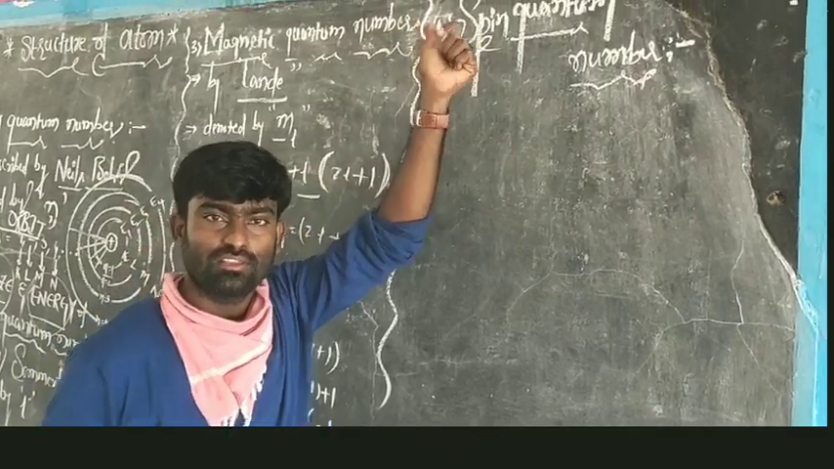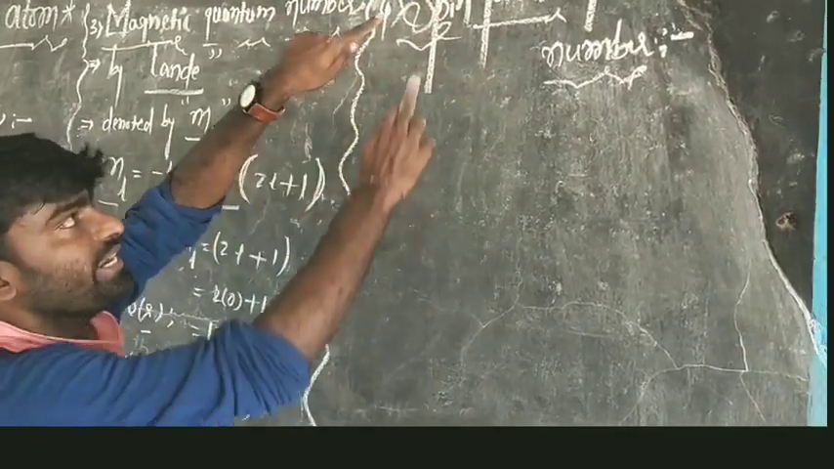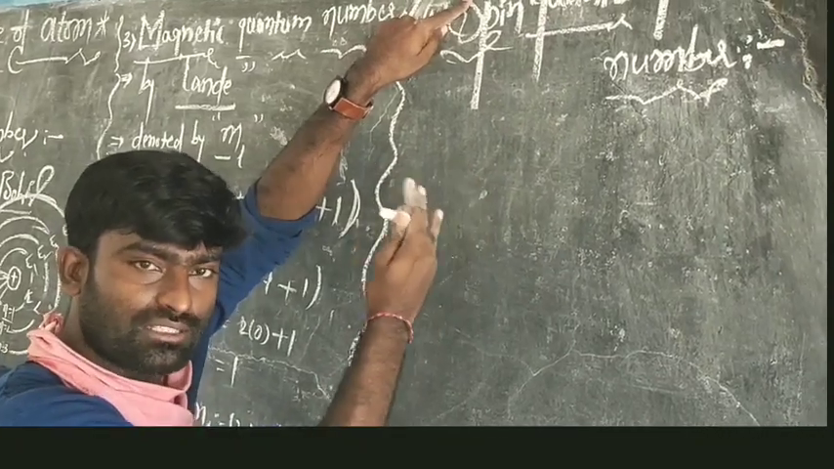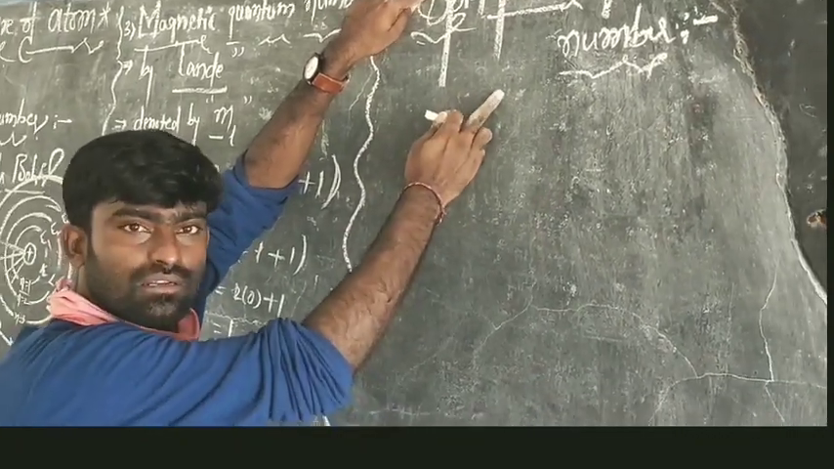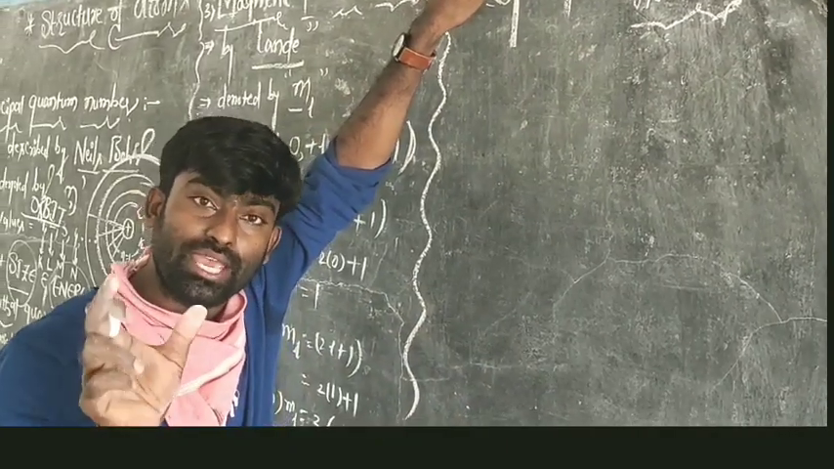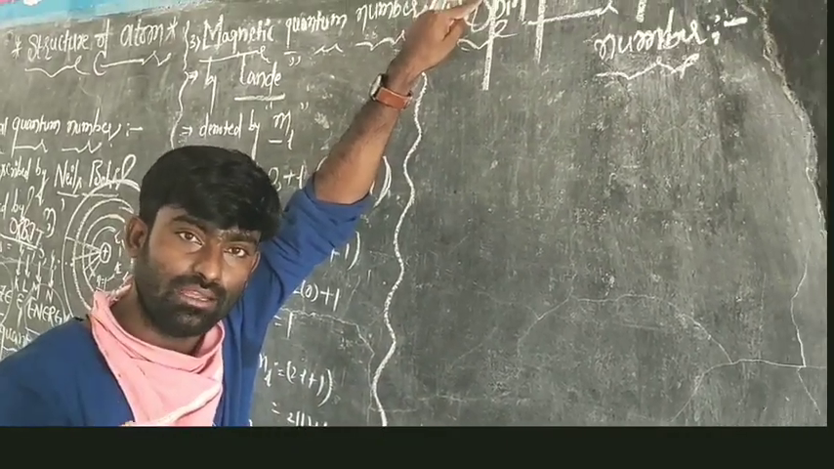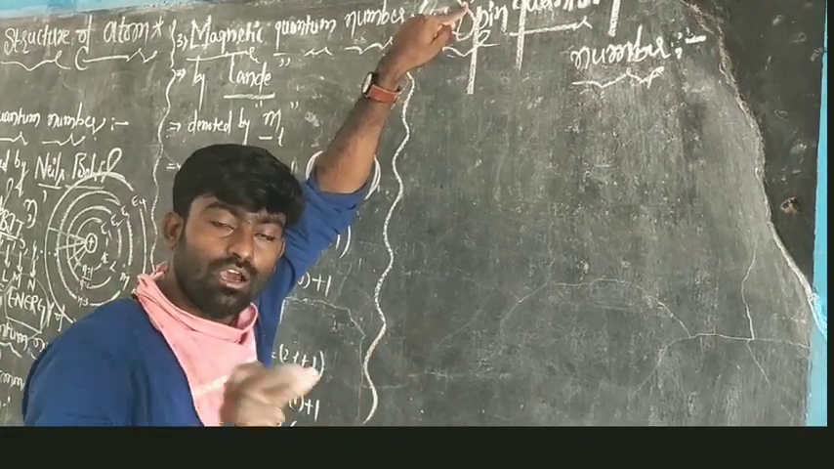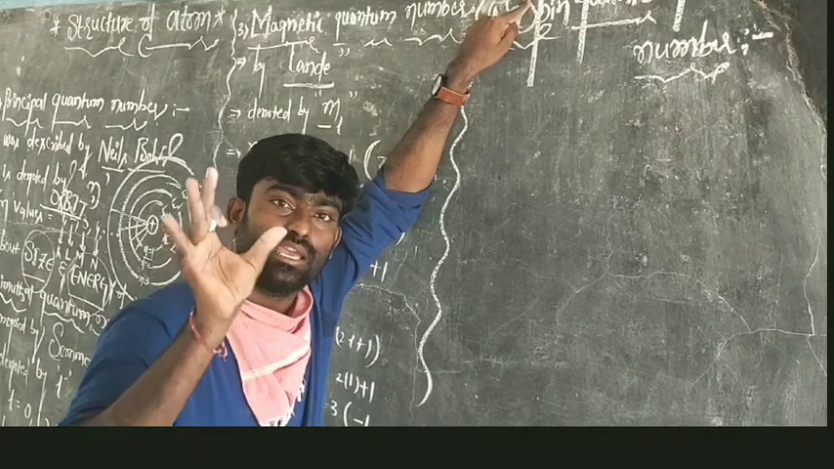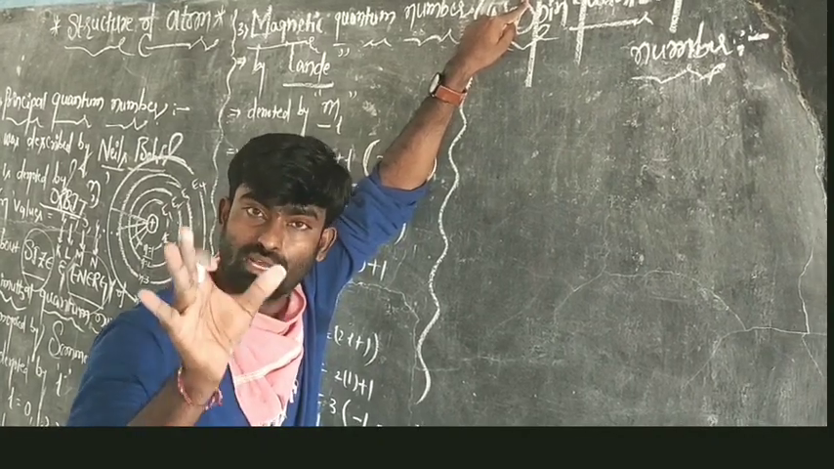And now the fourth type of quantum number is spin. Here the term itself infers that it is the type of quantum number which is going to explain the behavior. Listen carefully. This is the quantum number which explains the behavior of the electron in a particular orbital.